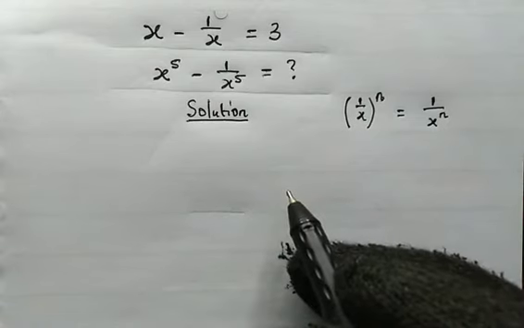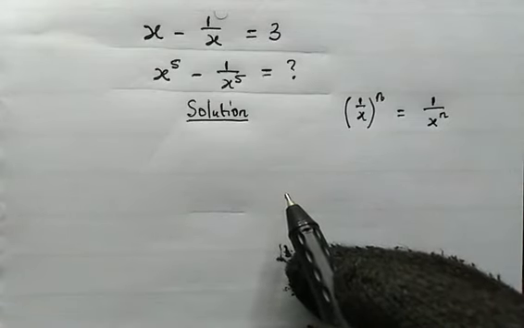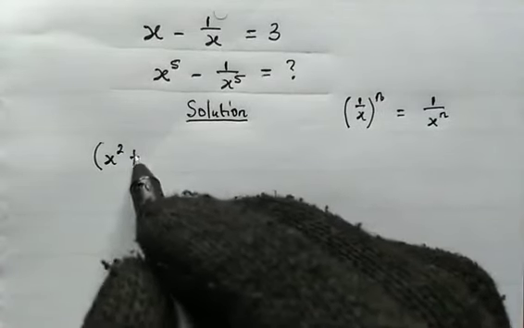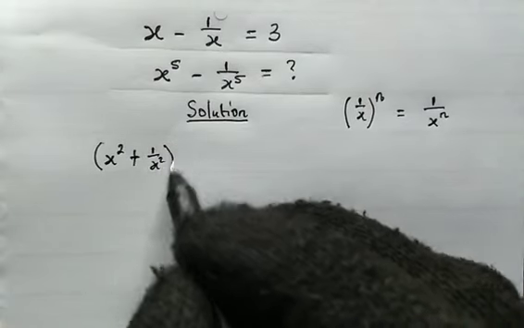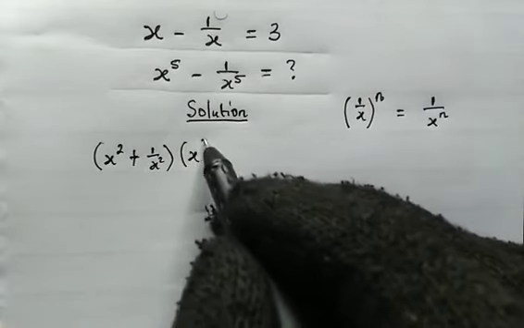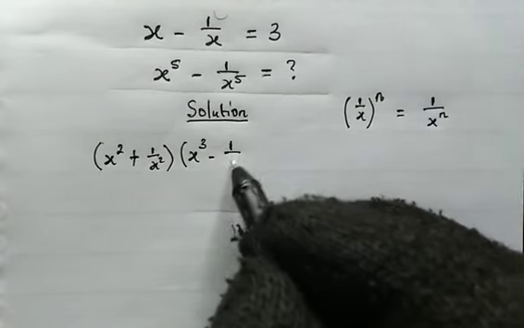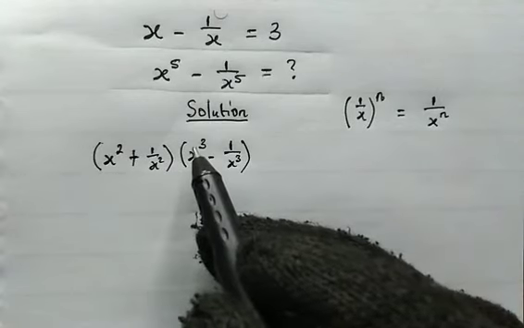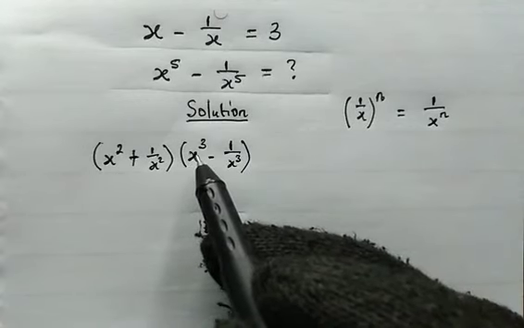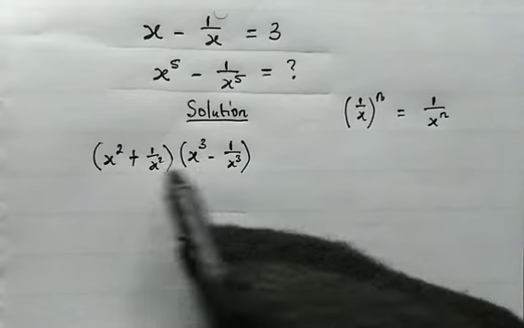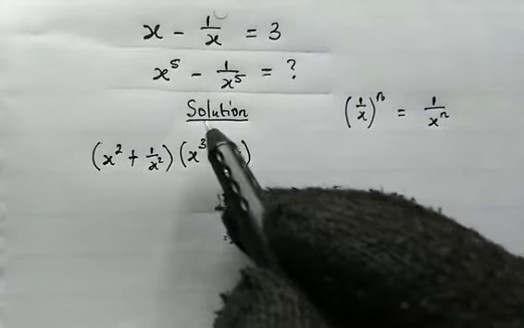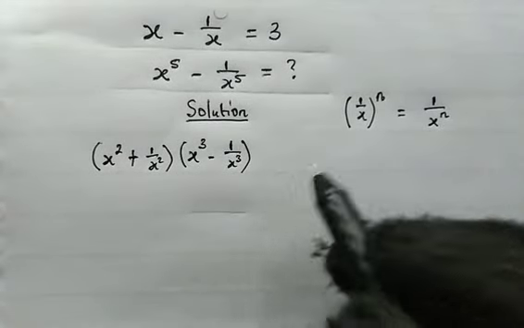Let us try expanding or multiplying the following: x squared plus 1 over x squared multiplied by x cubed minus 1 over x cubed. You know why? The sum of 2 and 3 is equal to 5. So I'm thinking that when we multiply this together, we must have this expression which we are asked to evaluate somewhere, right? And let's go ahead and do that.